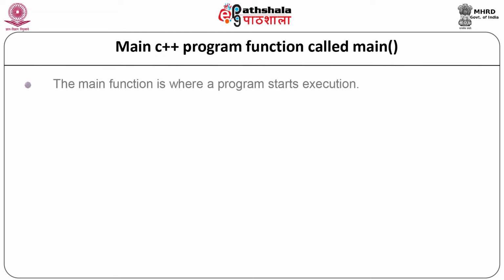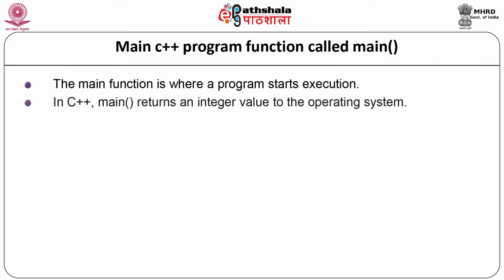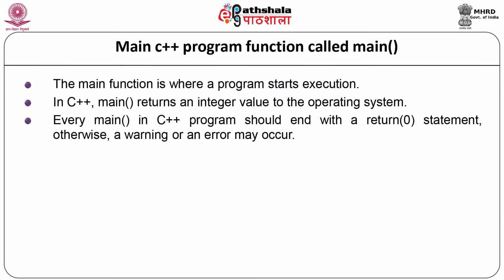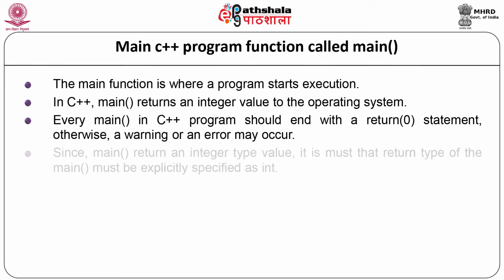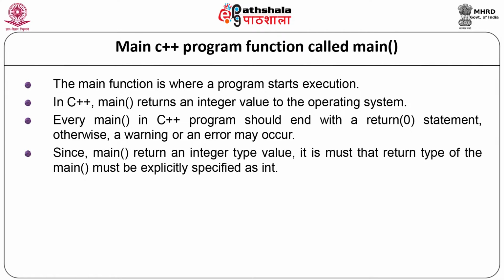The main function is where a program starts execution. In C++, main returns an integer value to the operating system. Every main in a C++ program should end with a return 0 statement. Otherwise, a warning or an error may occur. Since main returns an integer type value, the return type of main must be explicitly specified as integer. Syntax: int main().